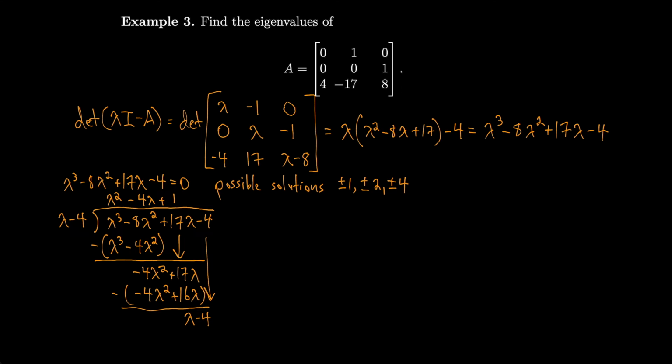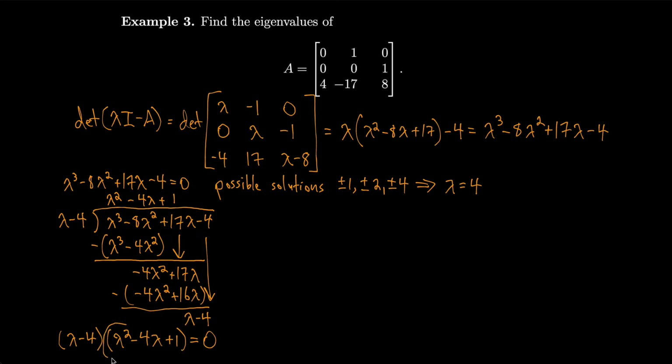So this means that I could factor my polynomial as lambda minus 4 times, well, my result was lambda squared minus 4 lambda plus 1 after doing my long division, and that'll be equal to 0. Okay, so I identified that lambda equals 4 is an eigenvalue. Let's see if I can get the other ones.